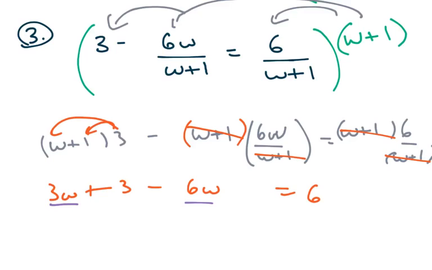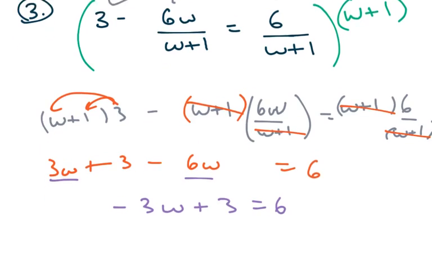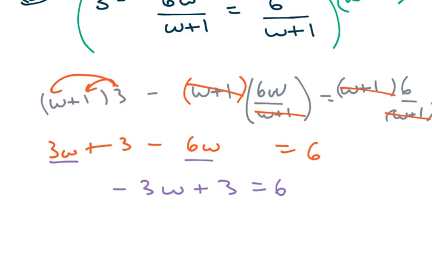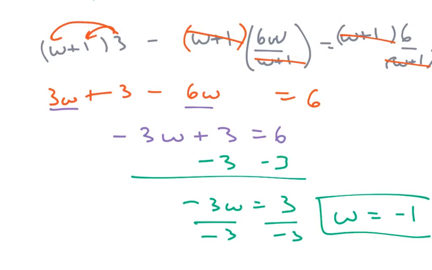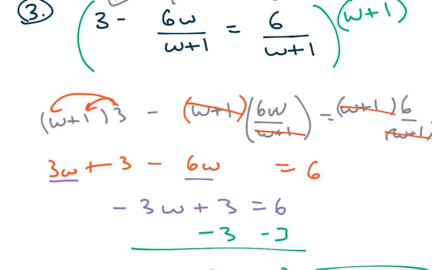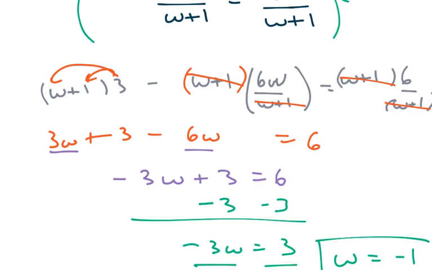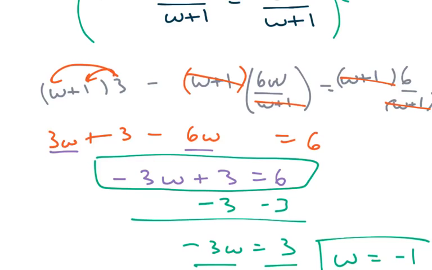Distribute this here. I'll get 3w plus 3 minus 6w equals 6. Combine like terms. Negative 3w plus 3 equals 6. And from here, subtract 3. We'll get negative 3w equals 3, divide through by negative 3, and w is negative 1. So, as you can see, all we did was multiply through by w plus 1 so that we could get an equation that is very easy to solve.